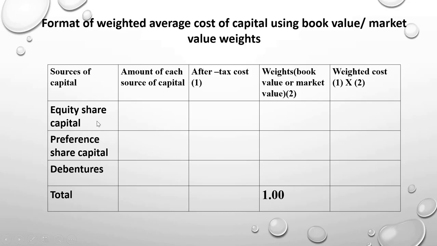Over here, we will be writing the sources of capital, whatever sources you have borrowed the money from. I have just written three sources, but you can write all those sources. Over here, I am going to write the amount invested in each source. Here, after-tax cost, that means the cost of borrowing the money. So I'll be writing cost of equity, cost of preference shares, and cost of debt. Here, we will be calculating the weights, and then we multiply the cost and weights to calculate the weighted average cost of capital.